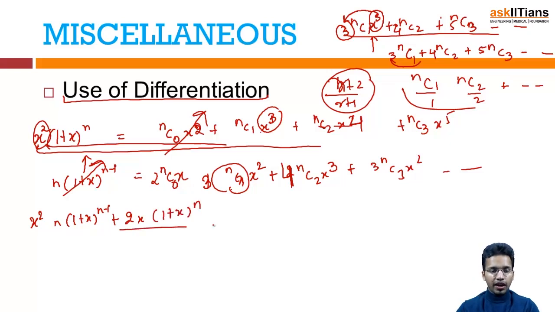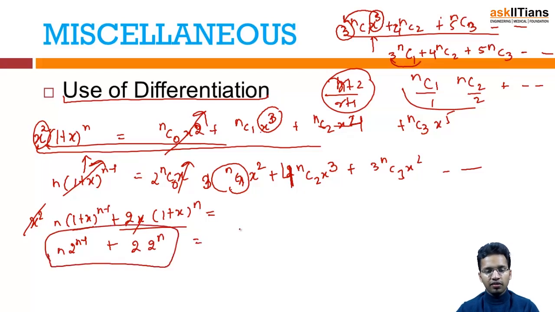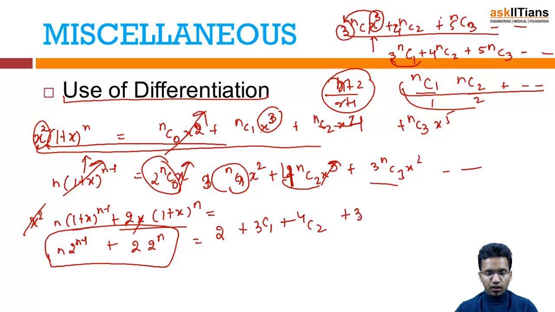A point to be noted here is that on the left-hand side we need to remove the x's, so we just put x equal to 1. What we will get is 1 into n into 2 raised to power n minus 1, plus x will get removed, 2 into 2 raised to power n. This is a very simplified form, and the right-hand side becomes the series which we were requiring. But again, don't forget the terms which are not there. Plus 2 is there, plus 3 C1. Now this will be 4 C2, because we have substituted x as 1 on both sides. This will be 5.